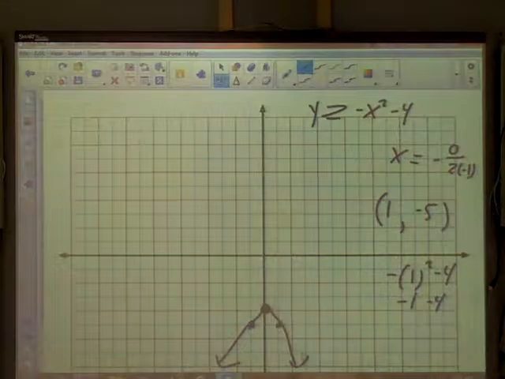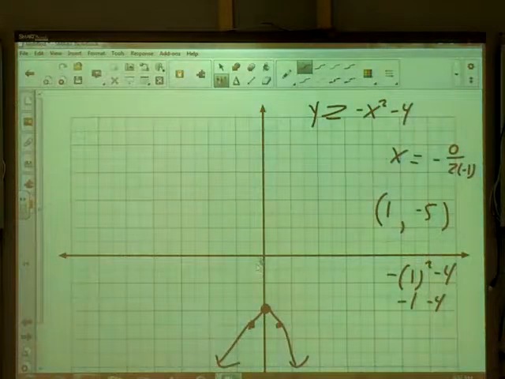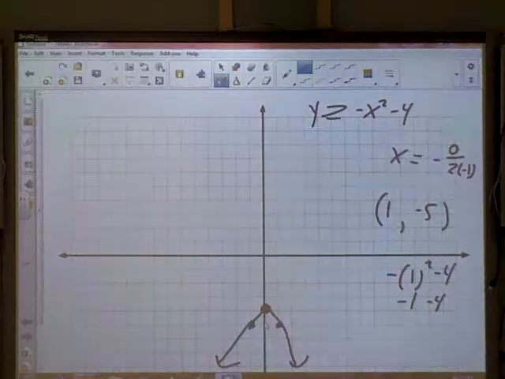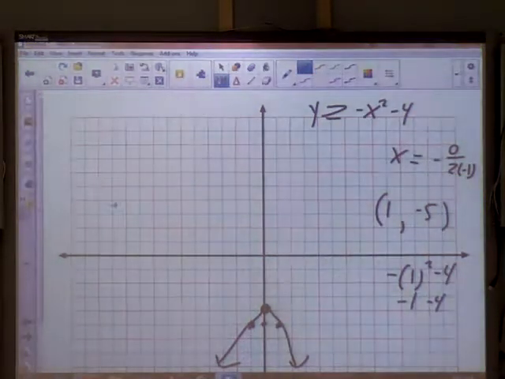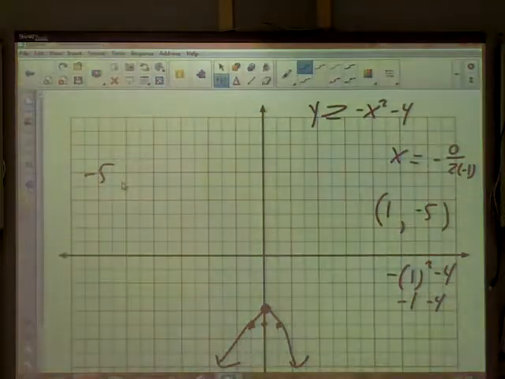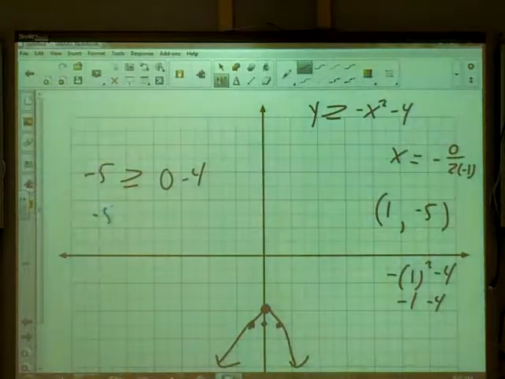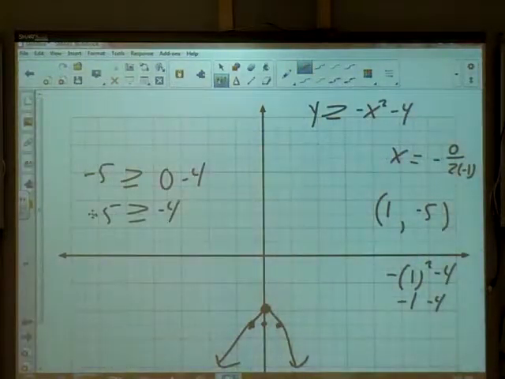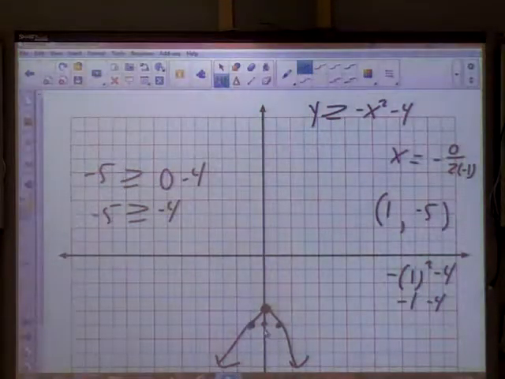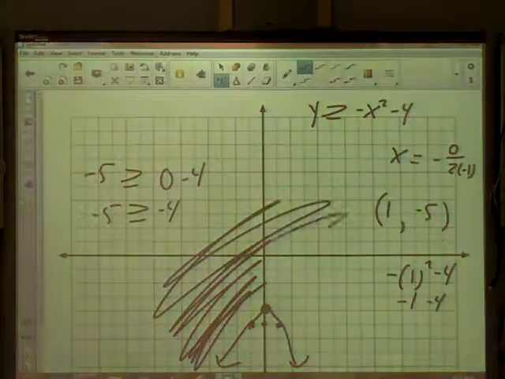Does it get shaded just in the parabola, or does it get shaded around the outside? So I pick a point in the parabola. That's 0, -4, so I'm going to check 0, -5. I'm going to plug that in. So -5, that's my y, greater than or equal to 0 squared minus 4. Is -5 greater than or equal to -4? No. So that point cannot be shaded, which means I shade around the outside.